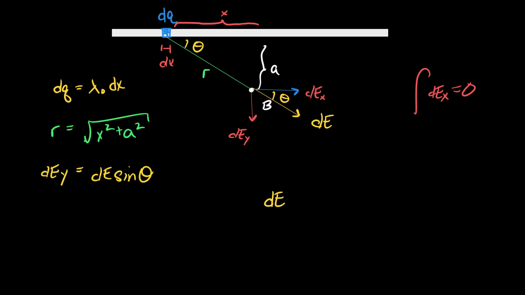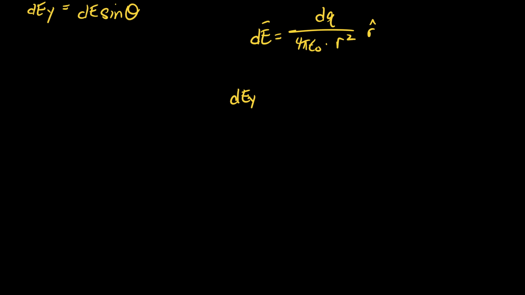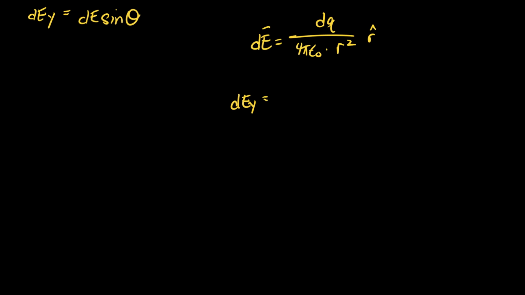So dE is going to be equal to dq over 4 pi epsilon naught r squared. And that's just in the direction of r. We're going to have to do some substitutions and recognize that we're only interested in dE in the y direction. So dE in the y direction is dq over 4 pi epsilon naught r squared, times sine theta.